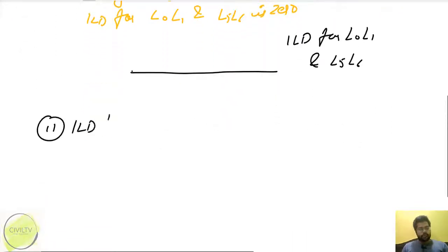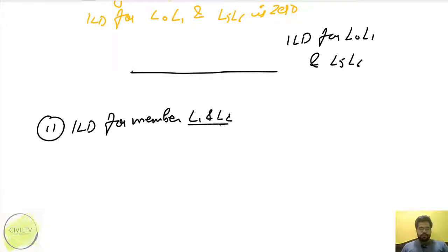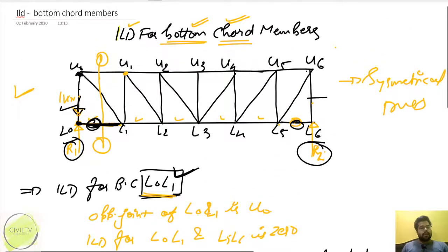ILD for member L1 and L2, basically L1 L2, ठीक है. Now this is very simple, L1 and L2, ठीक है. L1 और L2 का ऑपोजिट जॉइंट कौन सा है? U1, राइट. अब मैं यहाँ पर मूवमेंट ले सकता हूँ, ठीक है. अगर मेरा यूनिट लोड ये जॉइंट पे भी होता है तो भी I can easily calculate now.